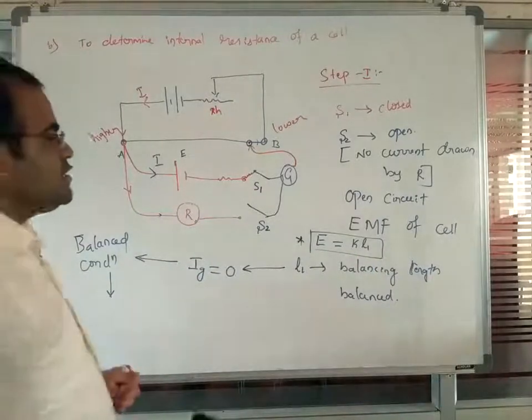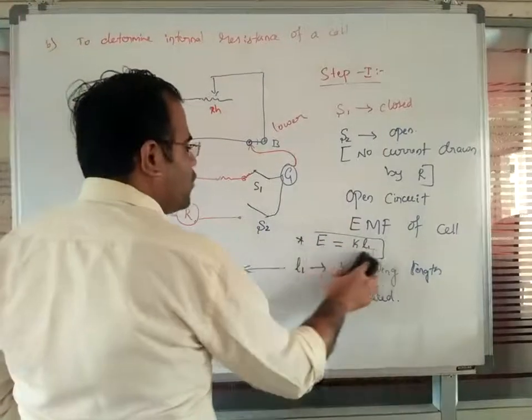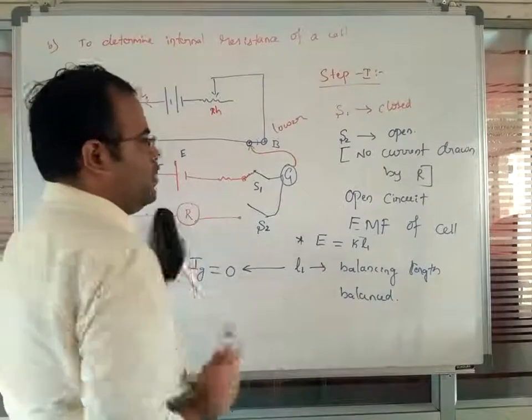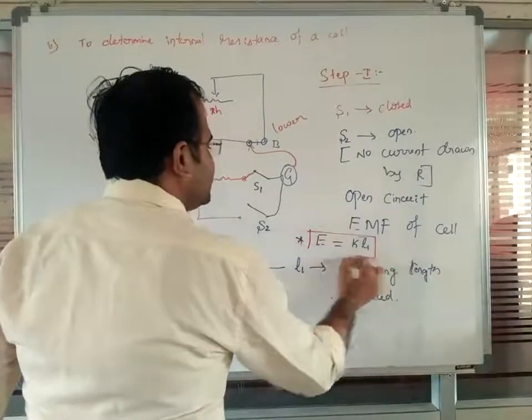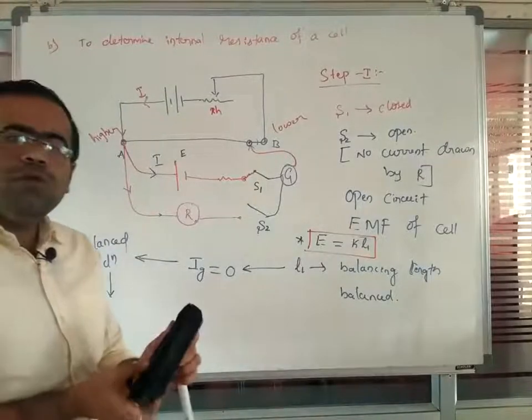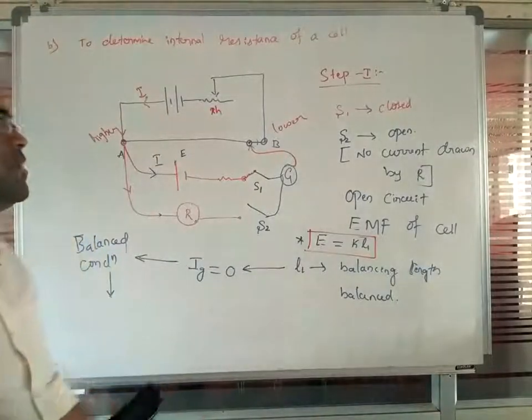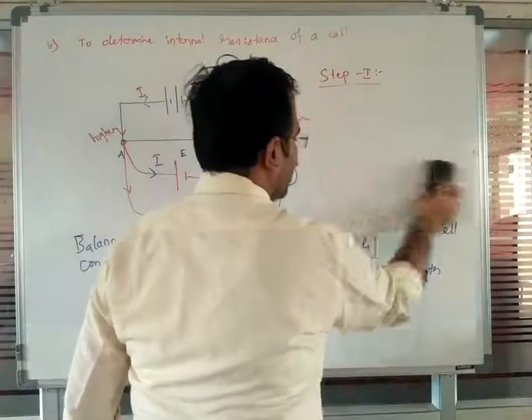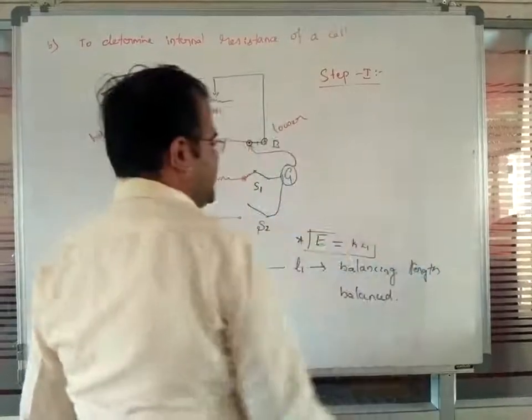So this is the first step. We are going to observe only the EMF of a cell. After getting step 1, now you are going to move towards the second step. So what happens in that circuit? Now we will discuss the second step.